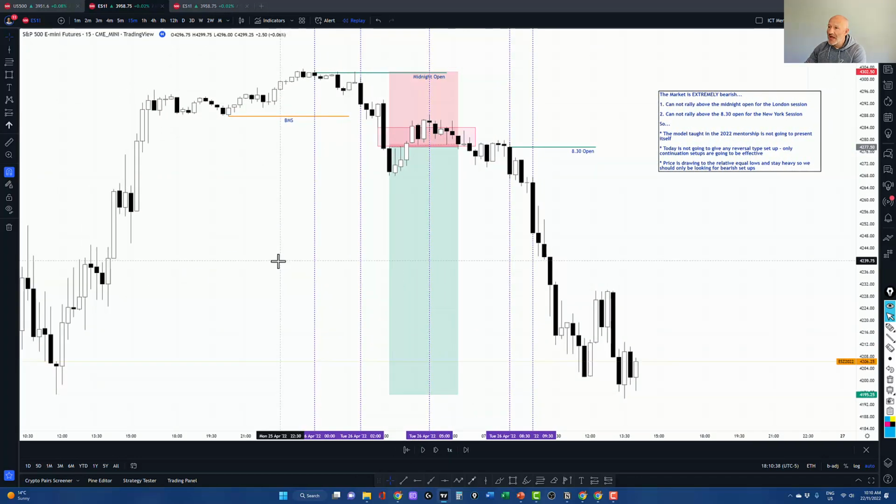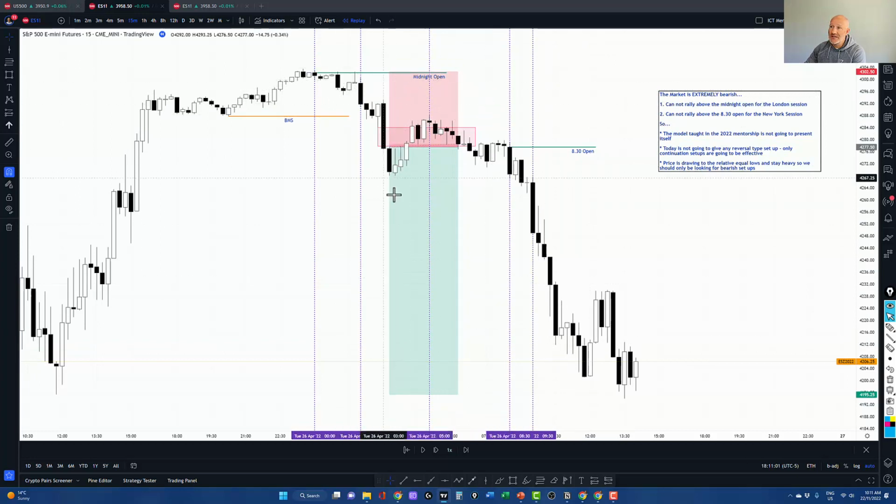So there you go, we won't play it all the way through, but you get the idea. Pretty much from the midnight open, and we have our 8:30 open here. So this is as we go into the New York Open session, which is part of that 2022 mentorship model that ICT's been teaching since the beginning. You can see that the market just never has that opportunity to go above the open. It's just trading continuously down.